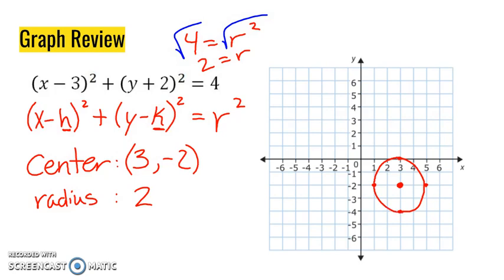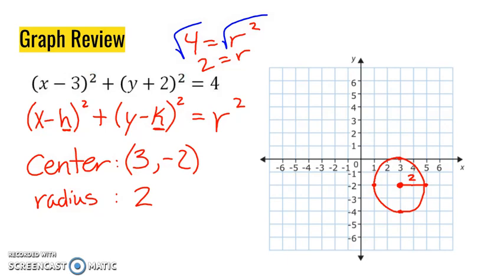Not bad. Okay, and then I shouldn't need to label the center because we can see where it is on the graph, but I do want to make sure that I label my radius. So I'm going to draw a line from the center of my circle to the edge, and I'm just going to label that, hey, that's 2. Okay, so there's graphing a circle.